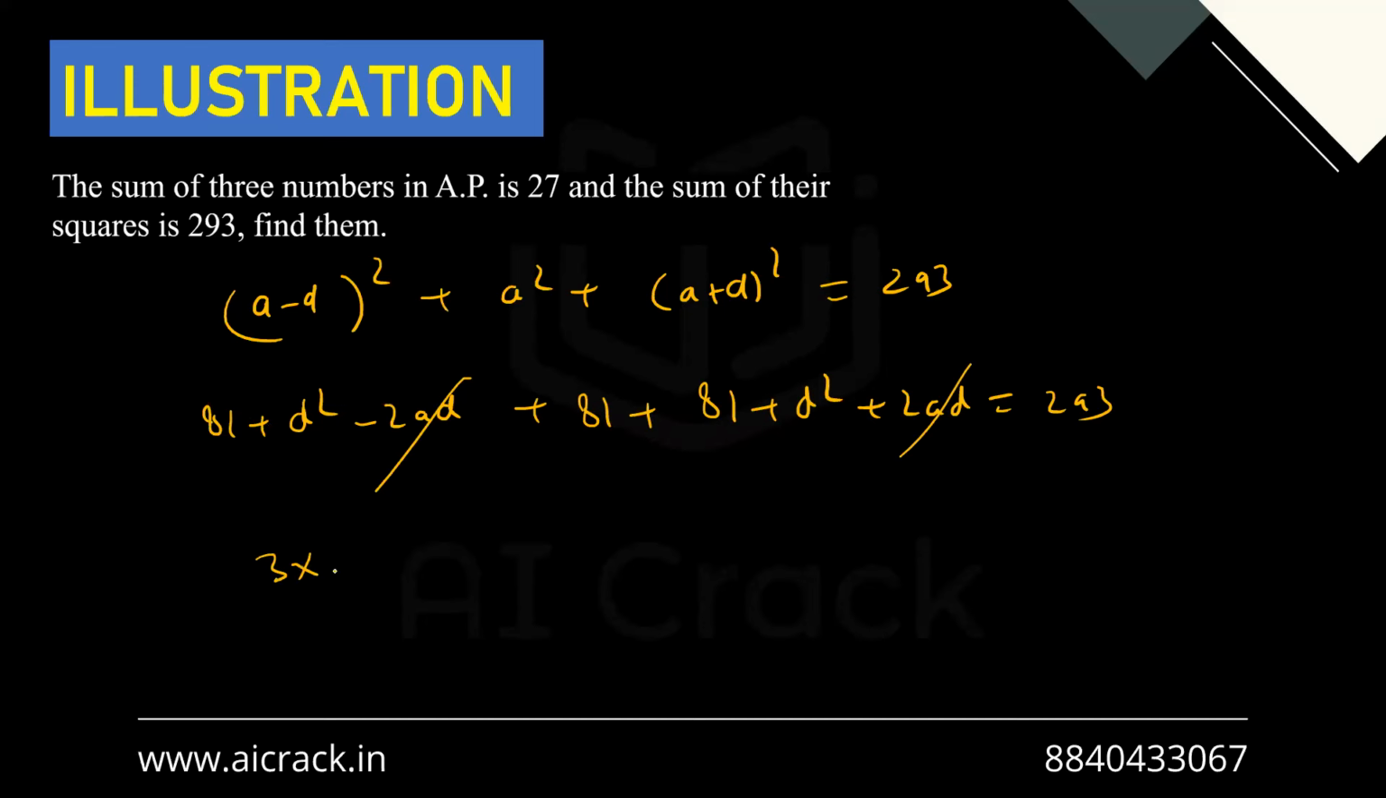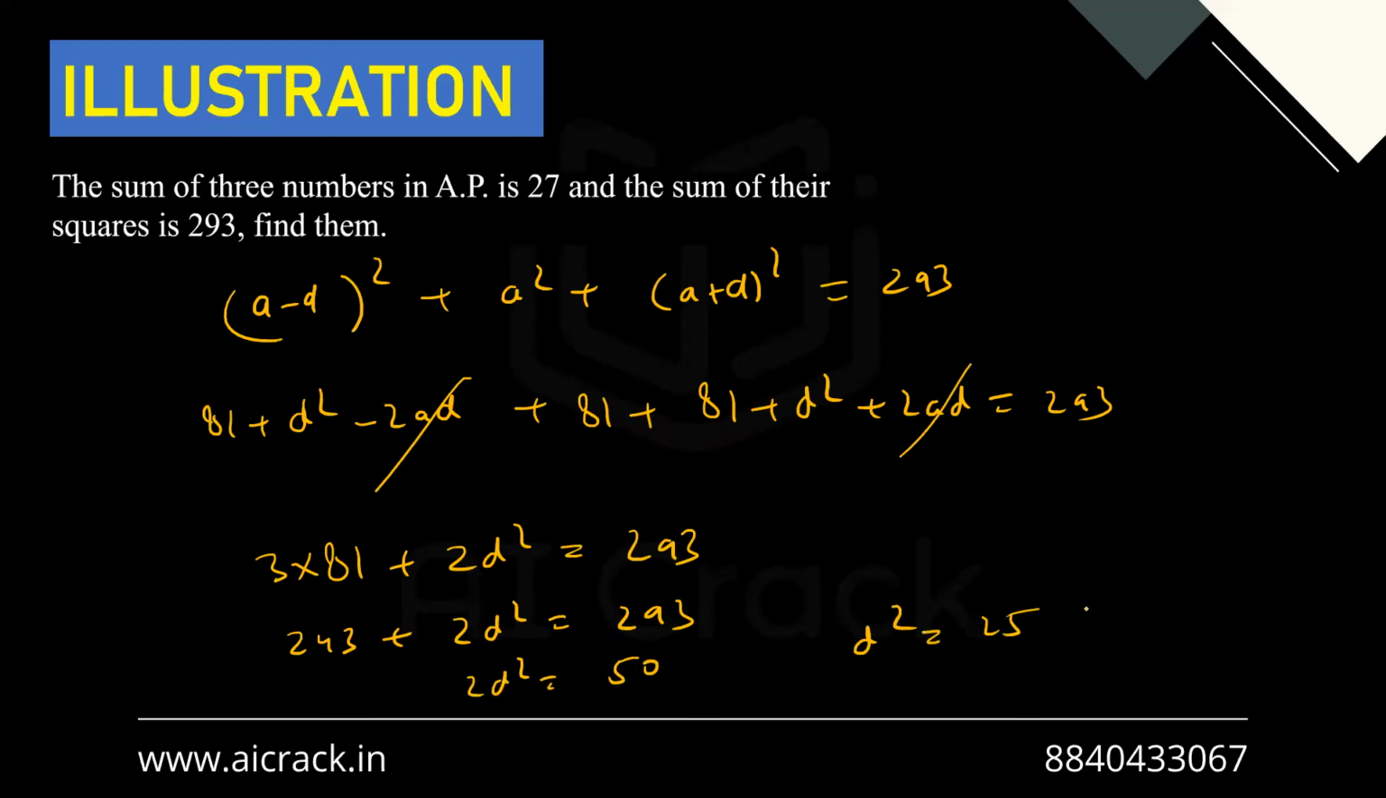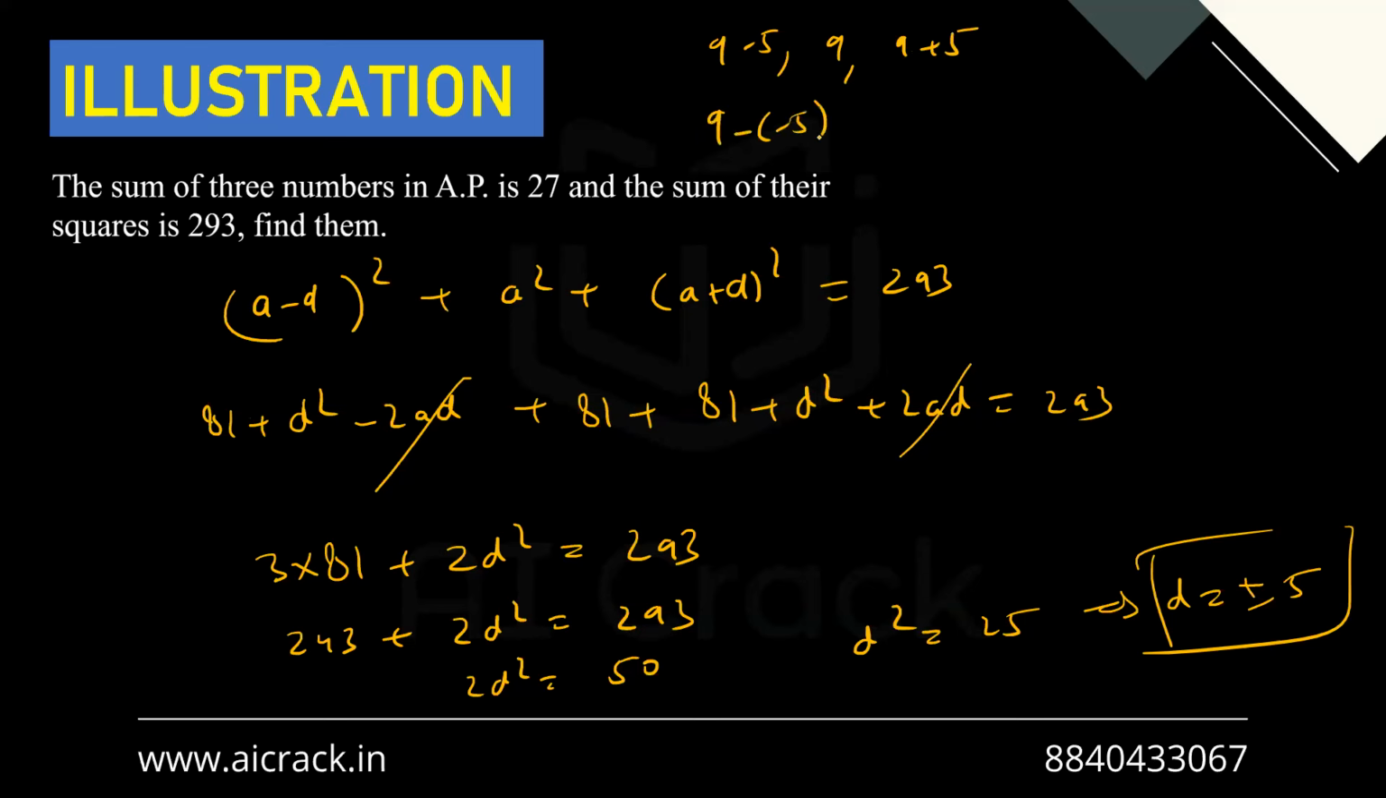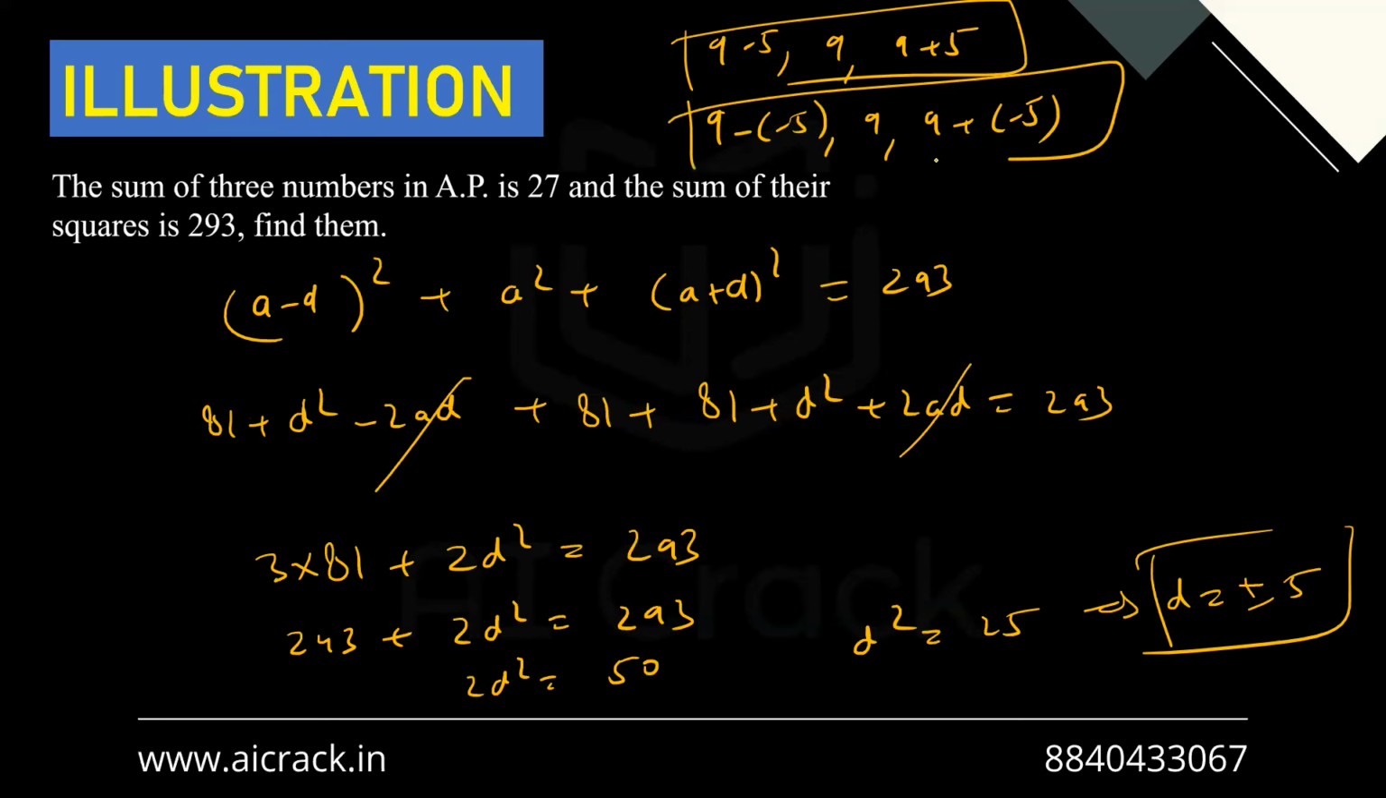Now what are we left with? We are left with 3 into 81 plus D square, basically 2D square, equals 293. Now this is 243 plus 2D square equals 293. So when we subtract this over here, we'll be getting 2D square equals 50, D square equals 25. That gives us D as plus minus 5. Okay. Now the terms can be 9 minus 5, 9, 9 plus 5, or 9 plus 5, 9, 9 minus 5, right? So these two possibilities can be there for the terms.